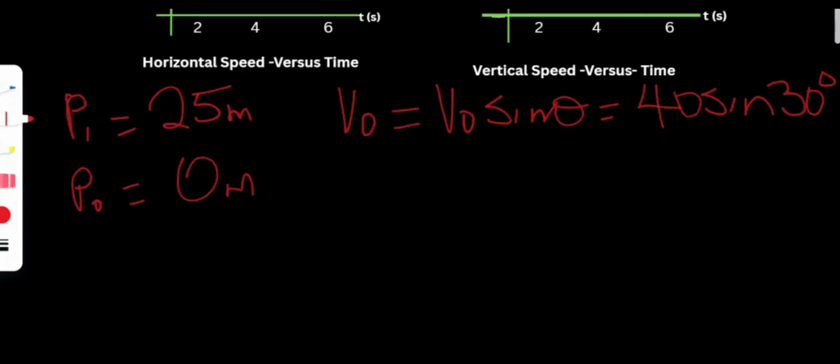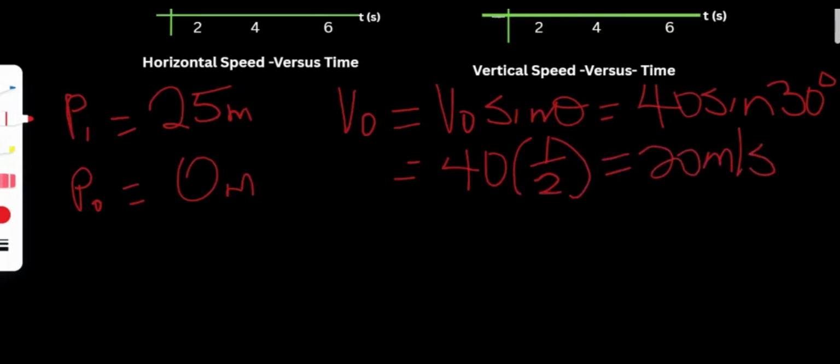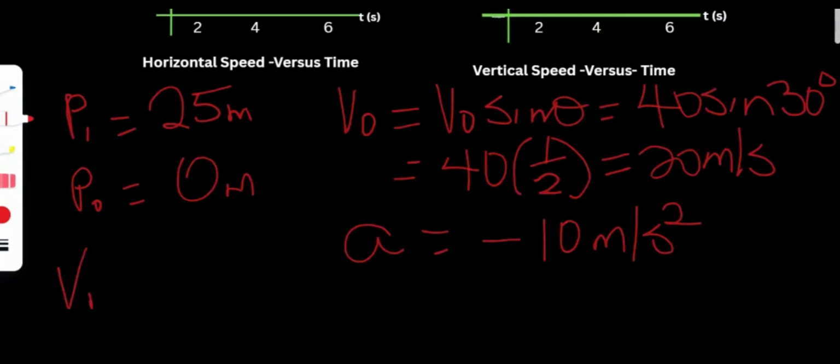So which gives us, every time we multiply this, that will be 40 and a half, because sine 30 is half. That will give us 20 meters per second. That's our initial velocity. And the acceleration, a, since it's going down due to gravity, will be negative 10 meters per second squared. So the missing variable is the final velocity. We don't know what the final velocity is.